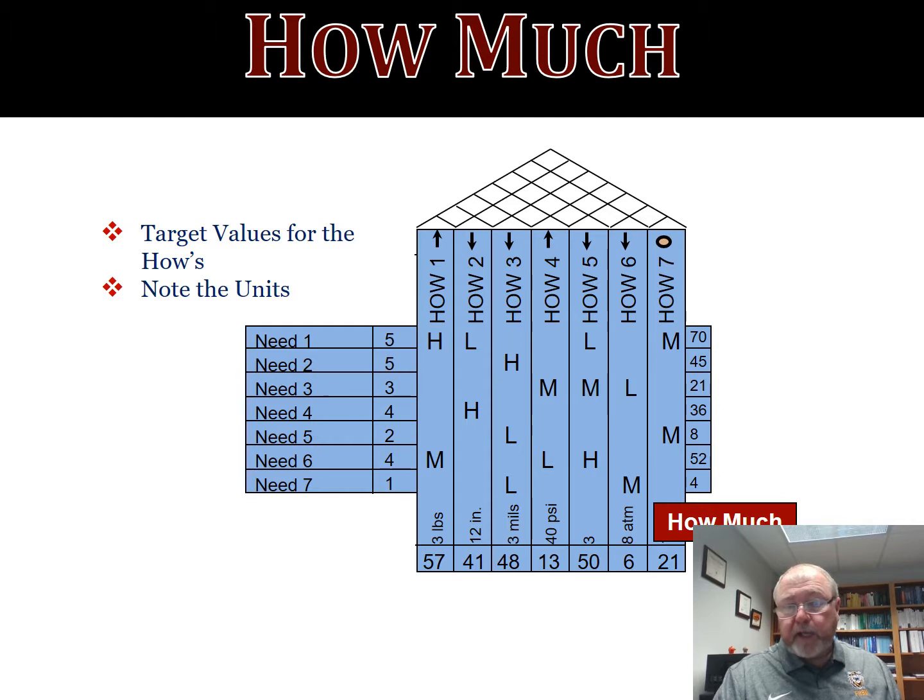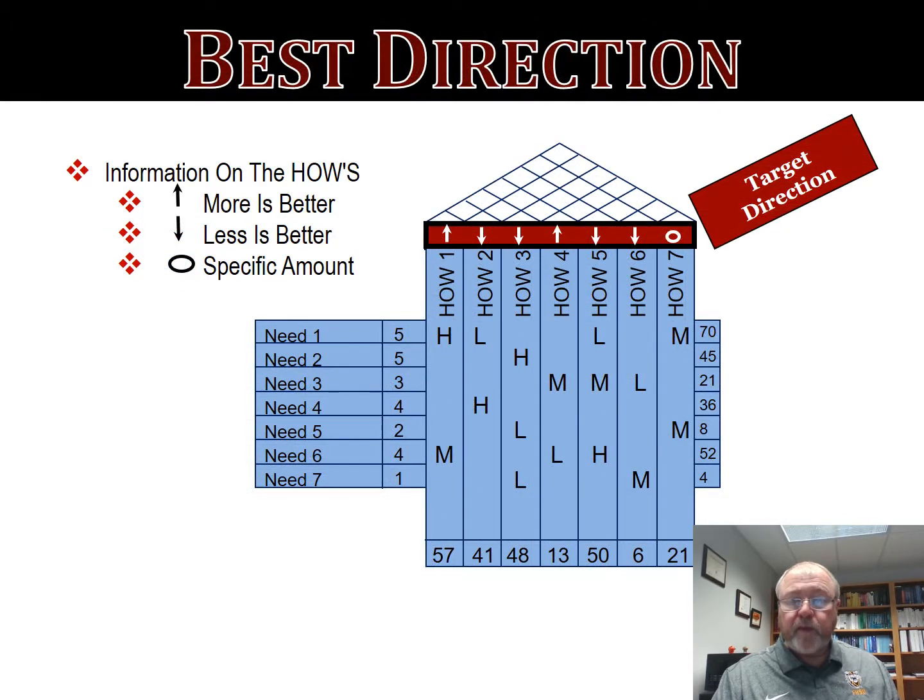So what you saw down here would be how much. If you saw that, it would say ideal would be 3 pounds, ideal would be 12 inches, ideal would be whatever that is, 3 mils. Ideal would be 40 pounds per square inch. Something that you would ordinarily have accompanying that would be something like this. You see the up arrow, down arrows, and here you see a circle filled in. This would just say that more of that design attribute is better, less is better, less is better, more is better, less is better, less is better. Some target amount is best. And we would have values typically that would show us what's ideal. So that would be the target directions.